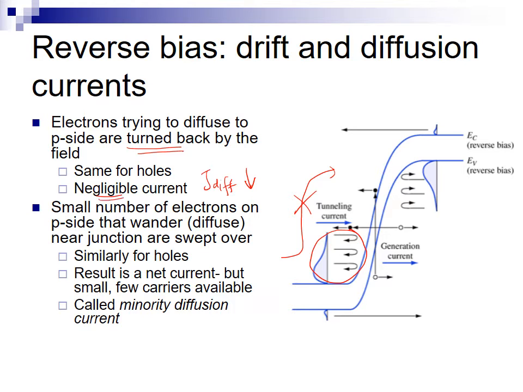But at the same time, a small number of electrons at the conduction band of P side may be able to diffuse to the N side due to being swept over by the electric field. Same case with the holes at the valence band on N side. This will produce what we call minority diffusion current because the carriers are minority carriers, which is also a small current.